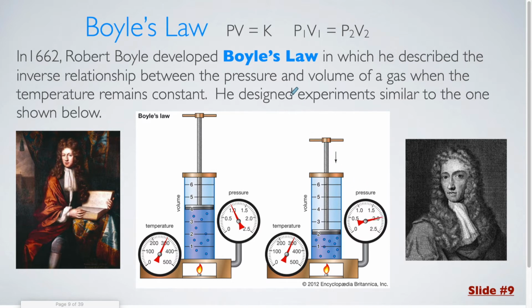The law that we can use here is that pressure times volume is equal to a constant, K, or what we will be using for our calculations, our pressure 1 times volume 1 is equal to our pressure 2 times volume 2. You can also think of these as initial pressure and volume and final pressure and volume.